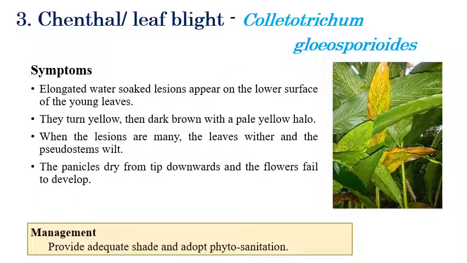The next disease is Chenthal disease or leaf blight, which is caused by Colletotrichum gloeosporioides. On the right side, we can see that initially water soaked lesions appear on the lower surface of leaves. In later stages the entire leaf turns yellow. We can clearly see the yellow color conversion of leaves, with a dark brown and yellow halo. The panicles dry from the tip onwards, and the plant may also fail to produce flowers. These are all the major symptoms. Coming to the management aspects, adequate shading and phytosanitation are very important.